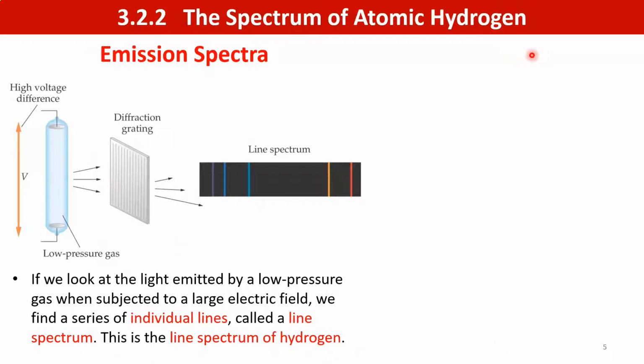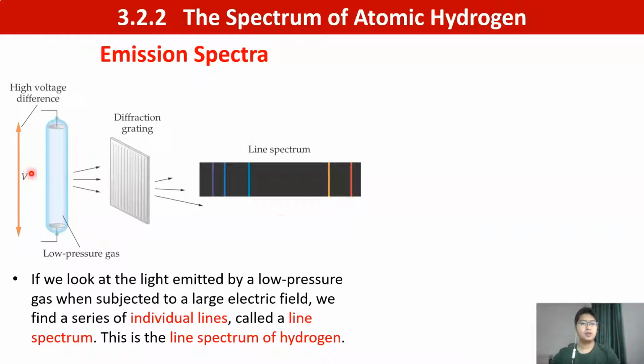We continue with the second topic, the spectrum of atomic hydrogen. First, the emission spectra. If we look at the light emitted by a low pressure gas when subjected to a large electric field, we find a series of individual lines called a line spectrum. This is the line spectrum of hydrogen, from violet, blue, orange to red.